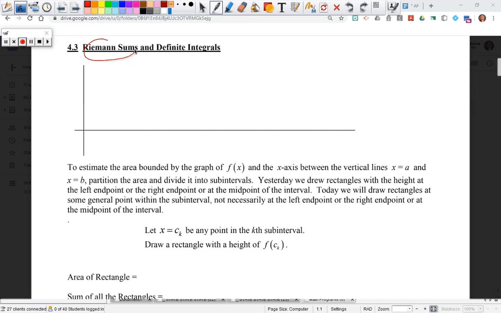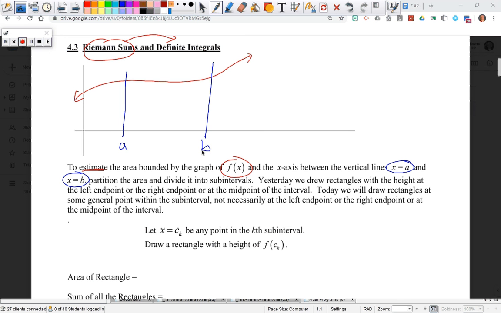So we are trying to get from here to definite integrals. Definite integrals is a new thing for you this semester for sure. Now it says, to estimate the area bounded by the graph of f of x. So let's say that this is f of x, and we want it to be between the vertical lines x is equal to a and x is equal to b. And our goal ultimately is to get all of this area between the graph and the x-axis. That's our ultimate goal.